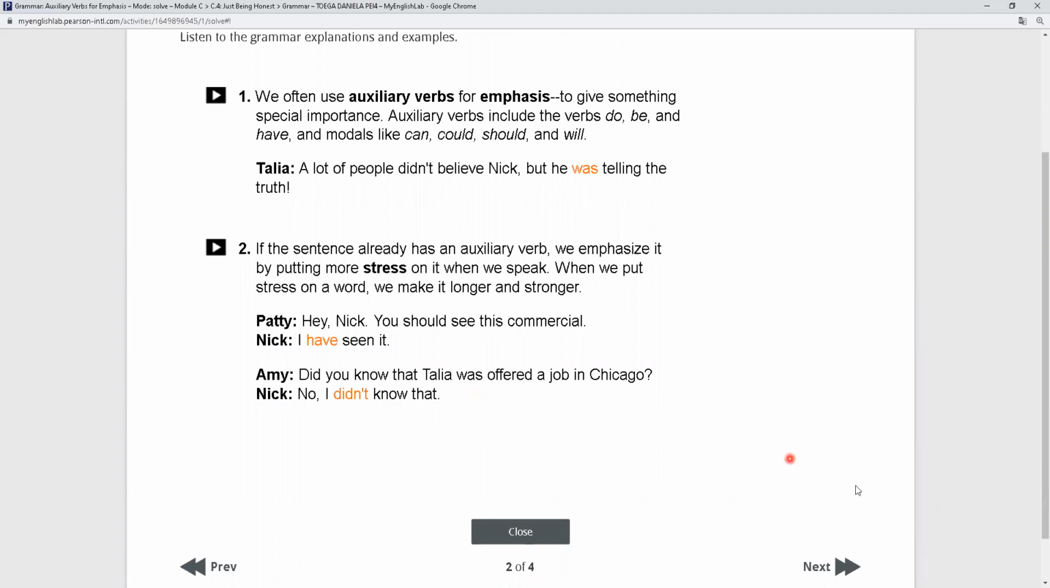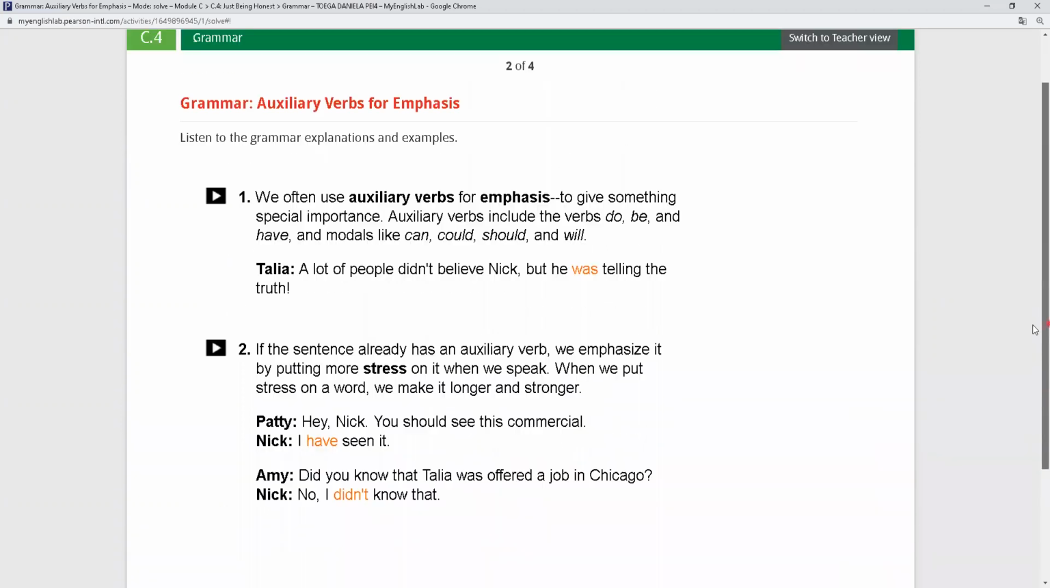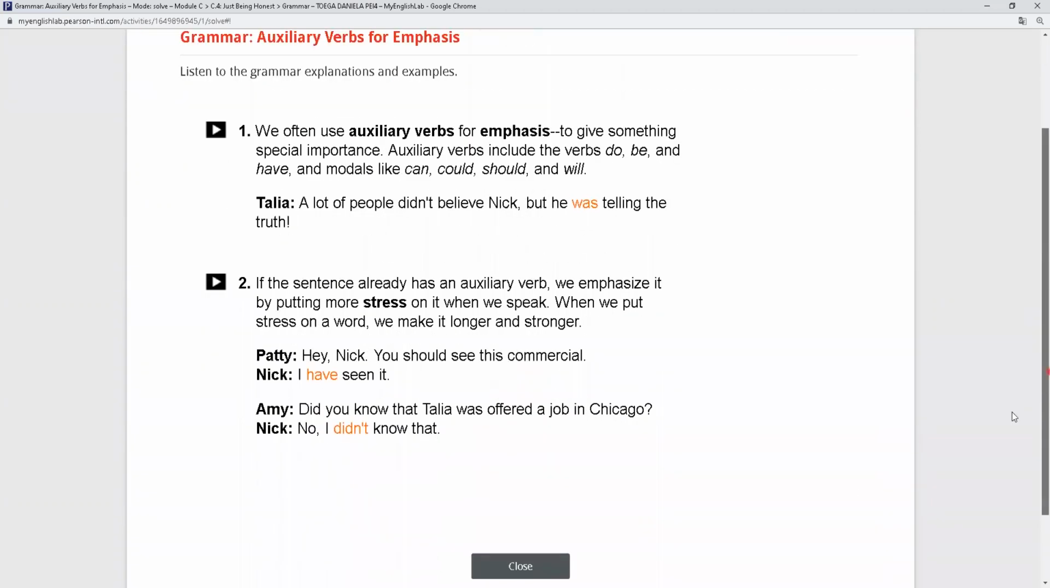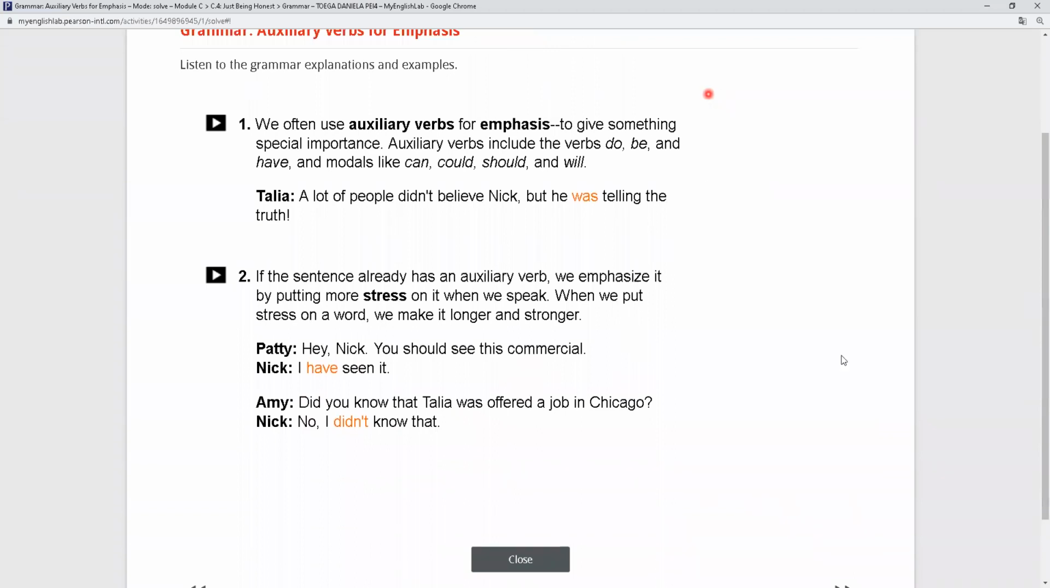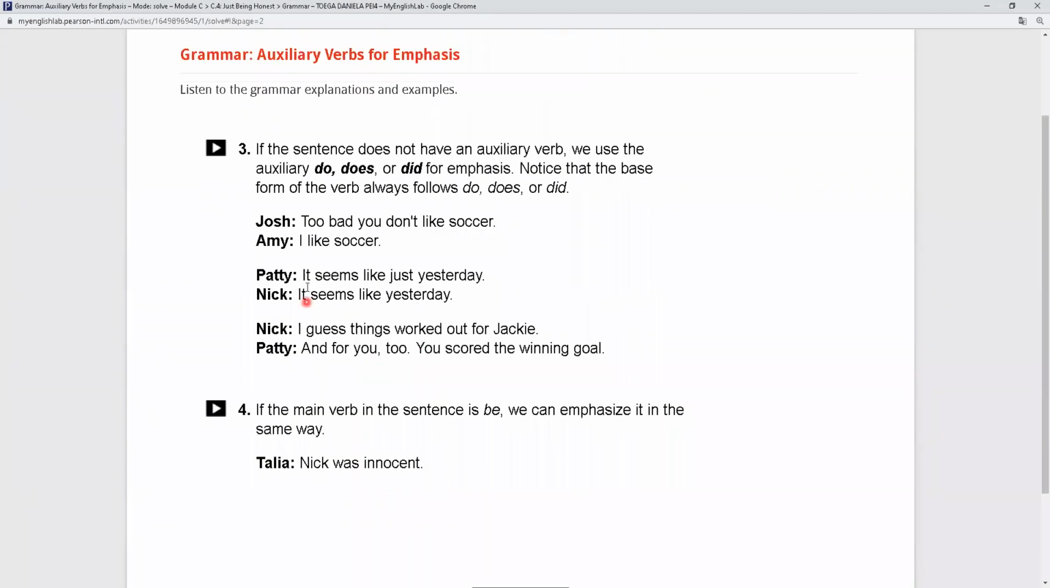I didn't know that. Ok, entonces la entonación hace demasiado. Right? Any question on this? No, nada. All right, thank you. Ahora vamos a ver qué es lo que pasa si es que no tenemos un verbo auxiliar.